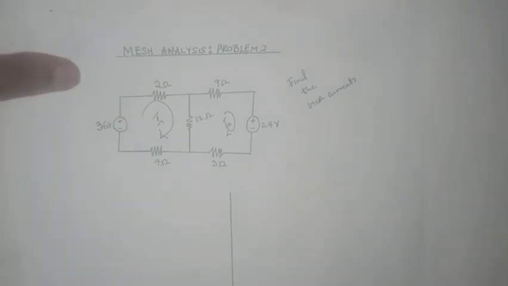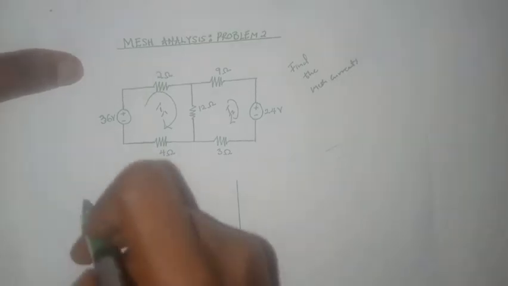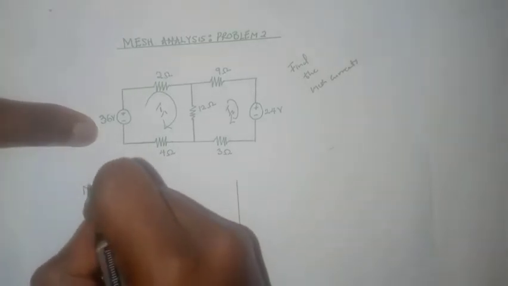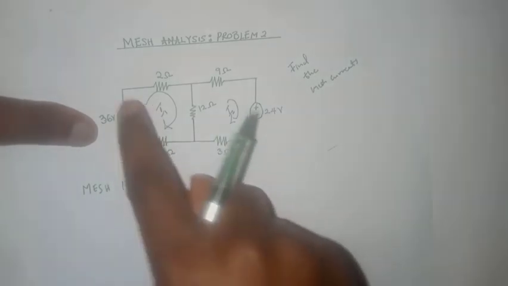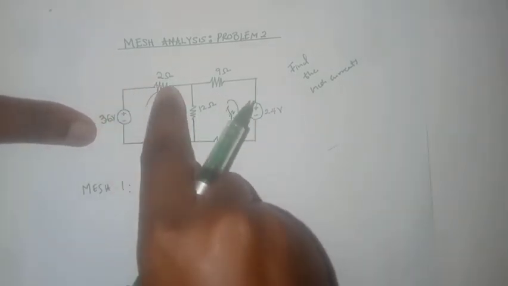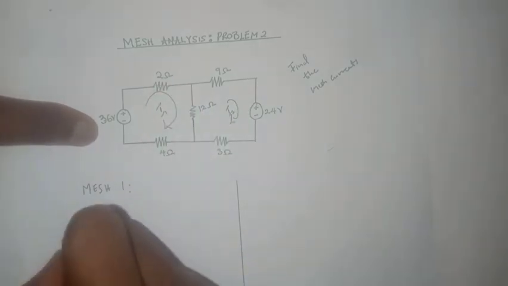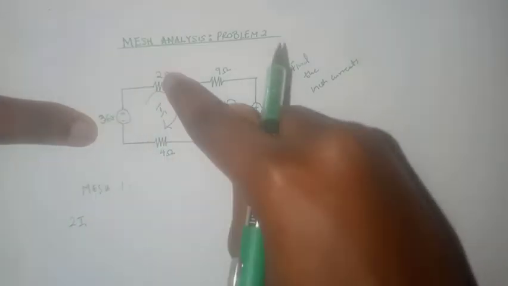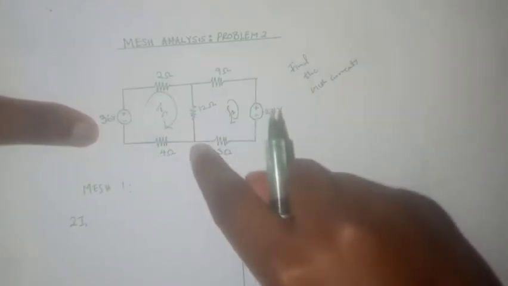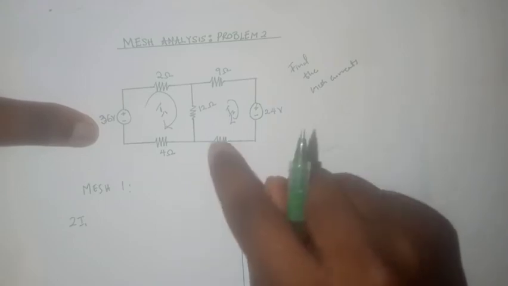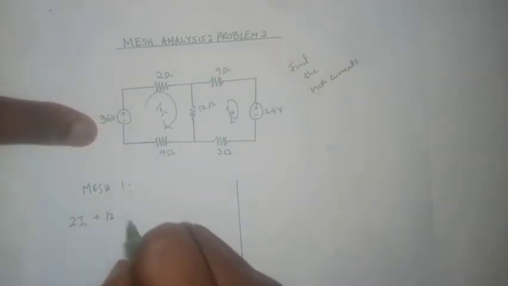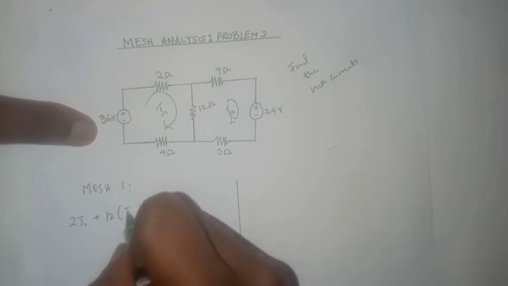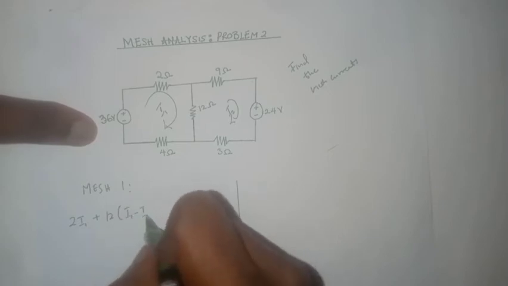Now that we have assigned mesh currents, the next thing we want to proceed to doing is write KVL equations in each mesh. So let's say mesh 1, we want to write the KVL equation in mesh 1. So we start from here. Only current I1 is flowing through the 2 ohm resistor, so we have 2 I1. Then in this resistor, we have current I1 flowing through it, then current I2 opposing it. So we would have plus 12 open bracket I1 minus I2.